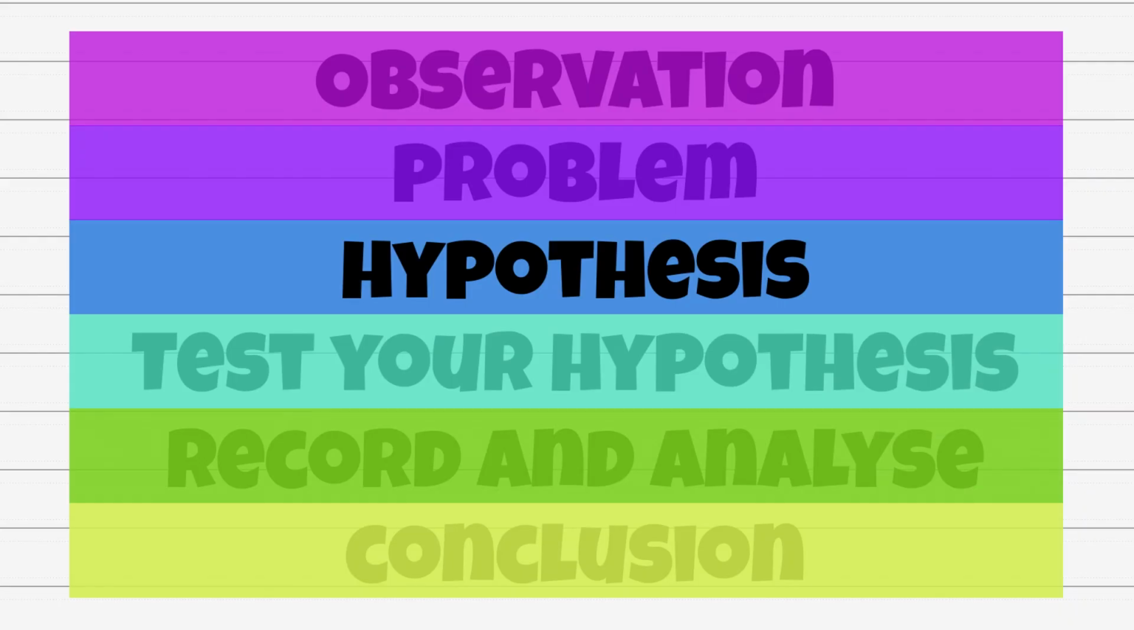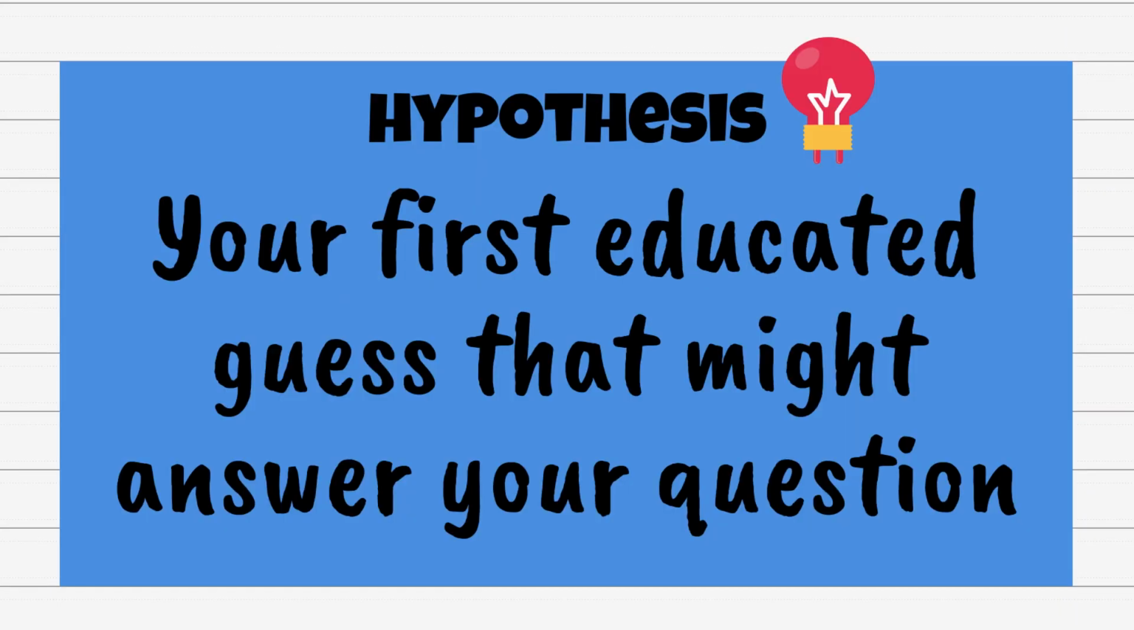After knowing what you want to solve, we have hypothesis. A hypothesis is an educated guess that might answer your question. You may want to research before creating a hypothesis so that your hypothesis would be more accurate. But you can also make a hypothesis based on your observations from the first step.